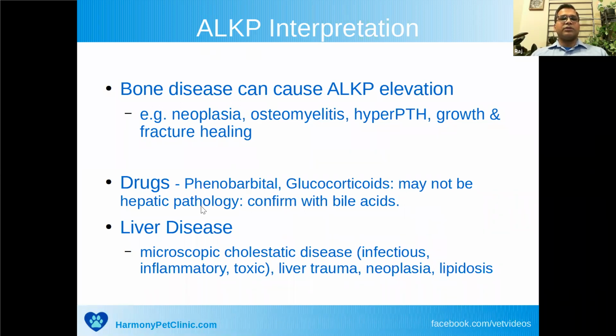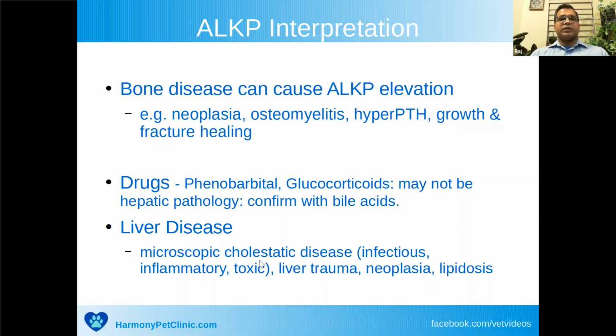However, alkaline phosphatase is affected by many drugs, such as phenobarbital and glucocorticoids. Glucocorticoids can lead to increased alkaline phosphatase, but it may not cause any hepatic functional change or hepatic pathology. So it's very important to confirm it with bile acids, which is a test for liver function.